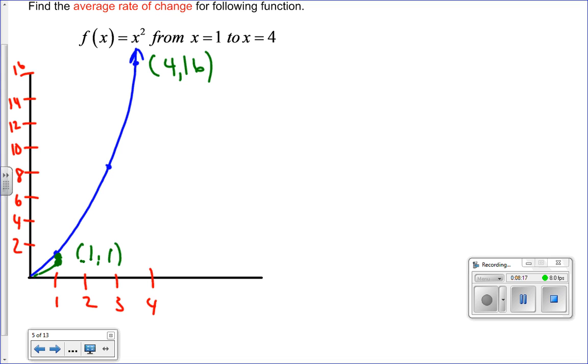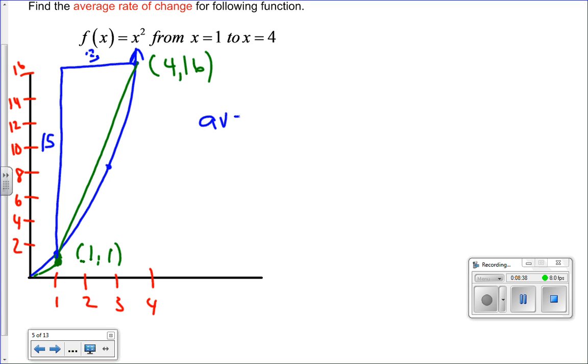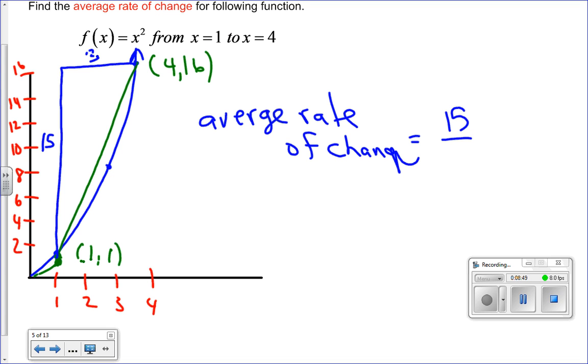So your average rate of change is a straight line that connects these 2 points. And so I'm going to look at how much it changes vertically versus how much it changes horizontally. Let's see, it looks like we're going from 16 to 1, which is 15, and then 4 to 1, which is 3. So I would say my average rate of change is going to be a change of y, which is 15, over the change of x, which is 3, and my average rate of change is 5. Notice the difference. We get a different answer because it's not linear.